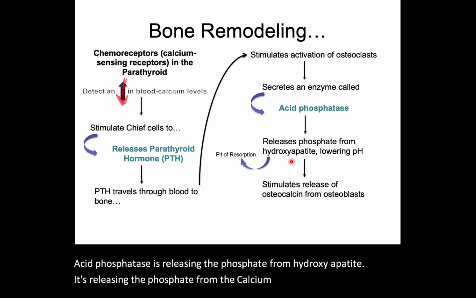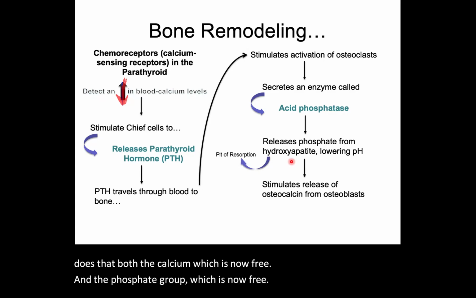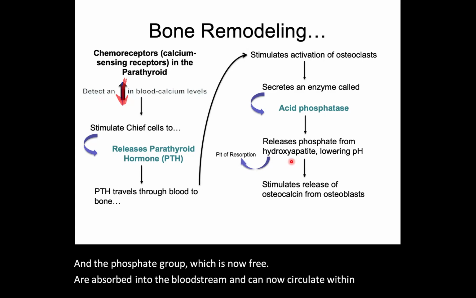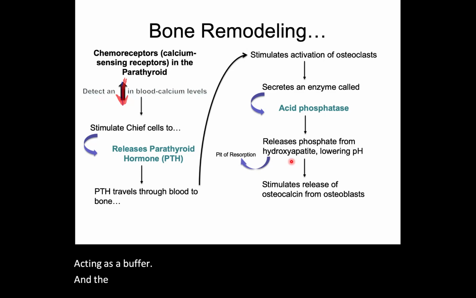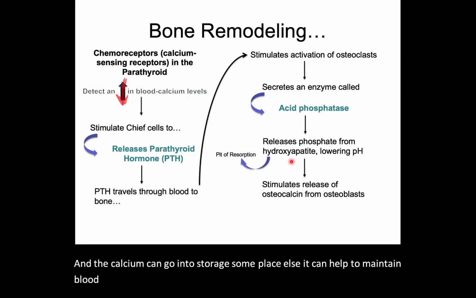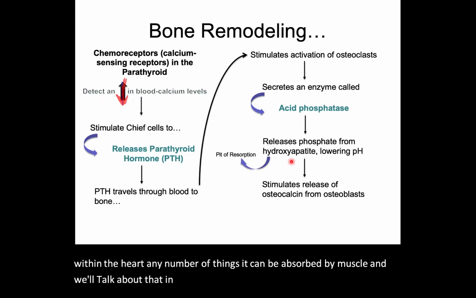Now, when it does that, both the calcium, which is now free, and the phosphate group, which is now free, are absorbed into the bloodstream and can now circulate within the blood. The phosphate can regulate pH, acting as a buffer, and the calcium can go into storage someplace else. It can help to maintain blood calcium levels within the cardiovascular system. It can be stored within the heart, any number of things. It can be absorbed by muscle, right? And we'll talk about that in the next chapter about why that is important.